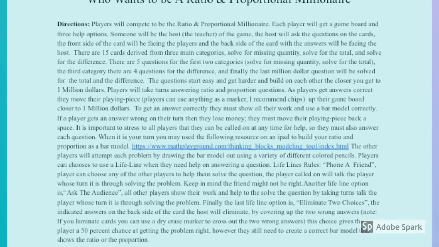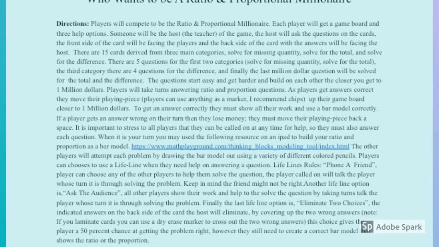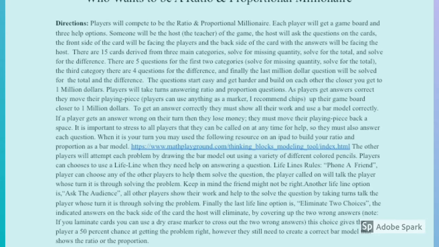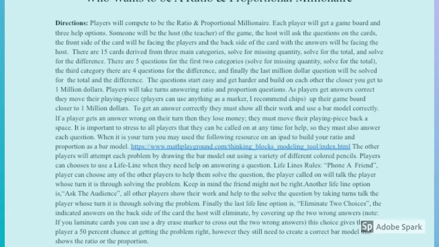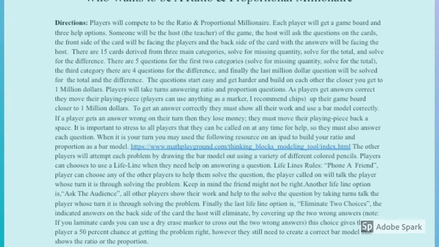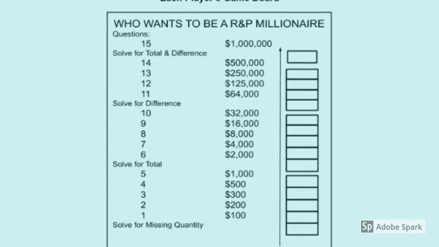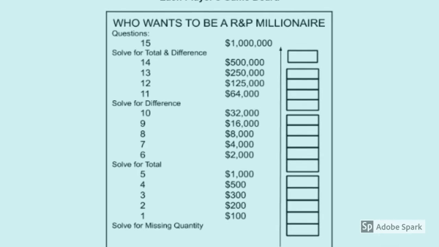The front side of the cards will be facing the players, and the back side of the cards with the answers will be facing the host. Once a student gets an answer correct, they will then move 1 space up towards $1 million. If a player gets an answer incorrect, then they must move 1 spot back. For example, if I'm at $300 and I got an answer wrong, then I'd move to $200.